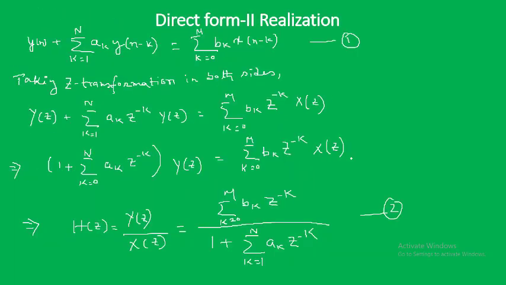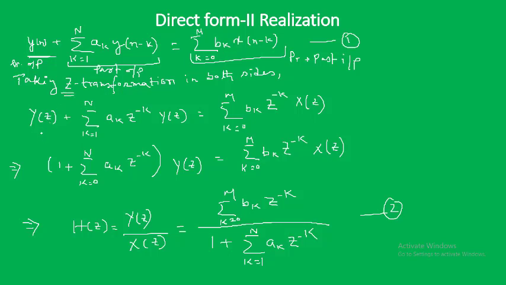For direct form 2 realization, once again we shall start with this equation. Here y of n is our present output. This portion is the past output, and here we have the present and past input. So this combination we have. We are representing these things in the z transform.